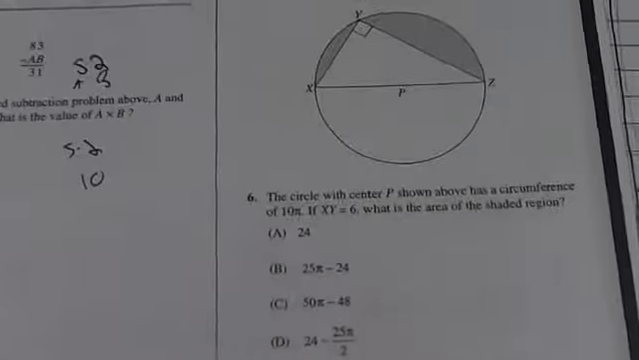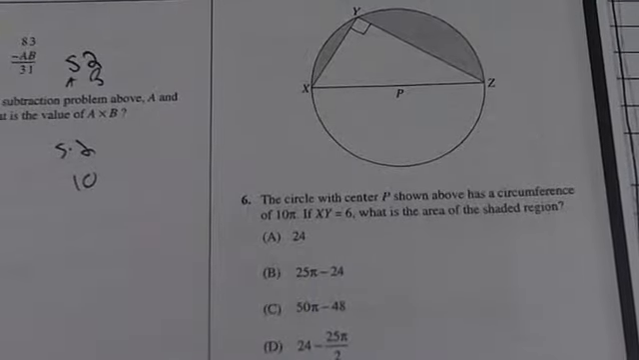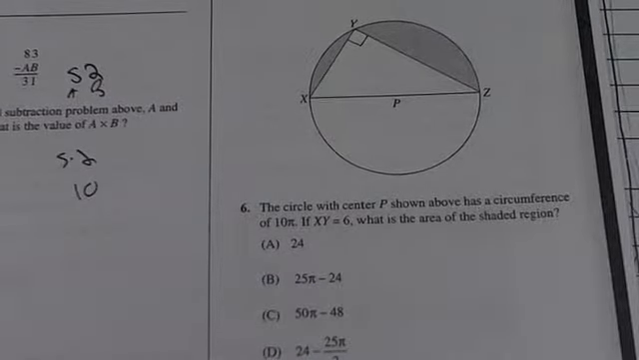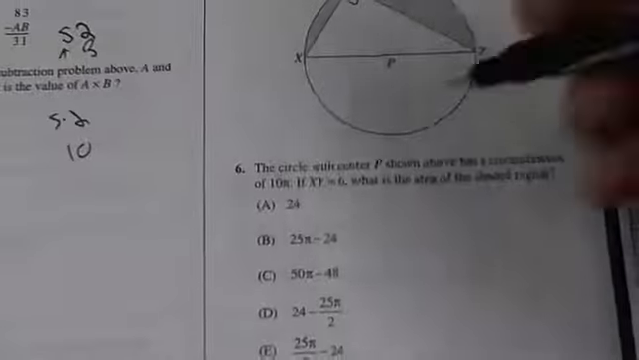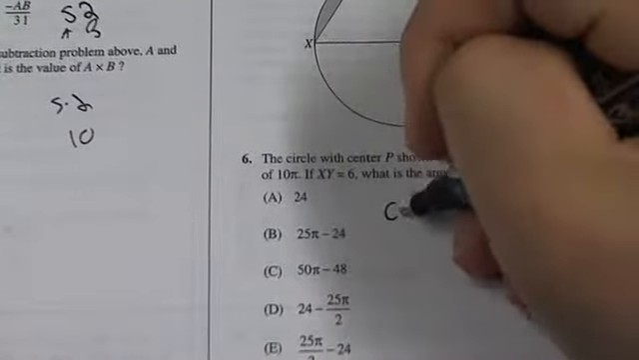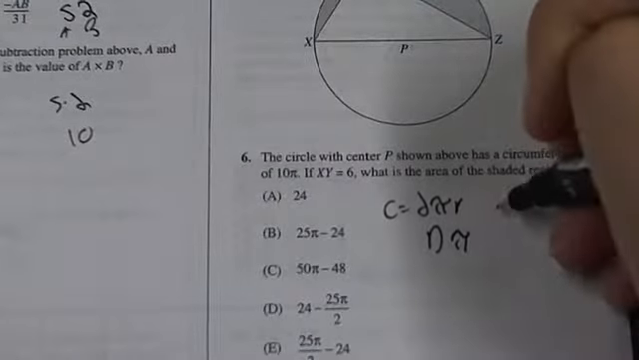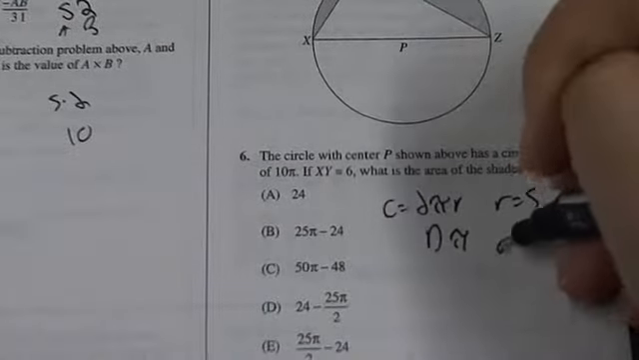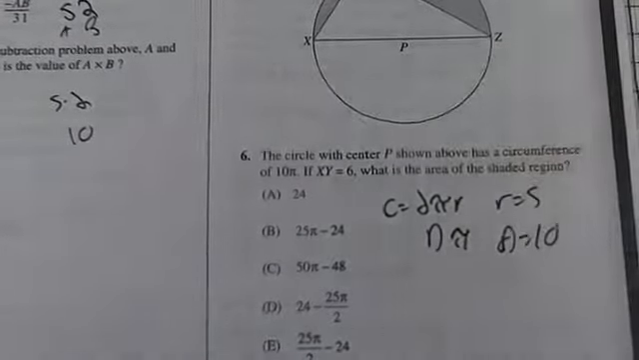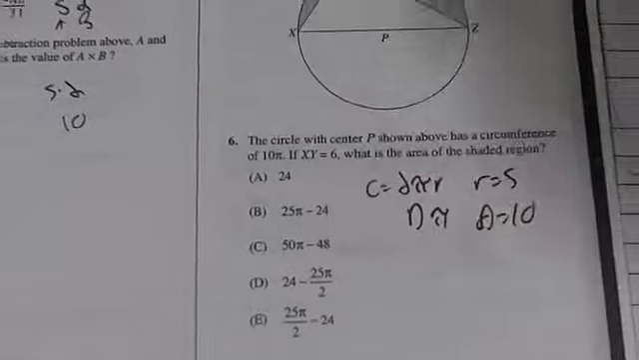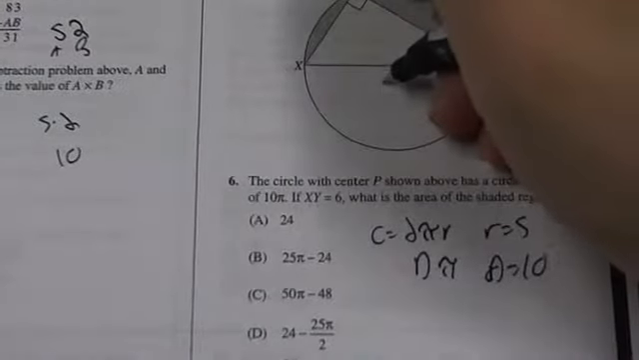Number 6. The circle with center P shown has a circumference of 10 pi. Our circumference is equal to 2 pi r, or pi d, the diameter. So r is equal to 5, or the diameter is equal to 10. So the diameter is equal to 10, which means from here to here, this is 10.